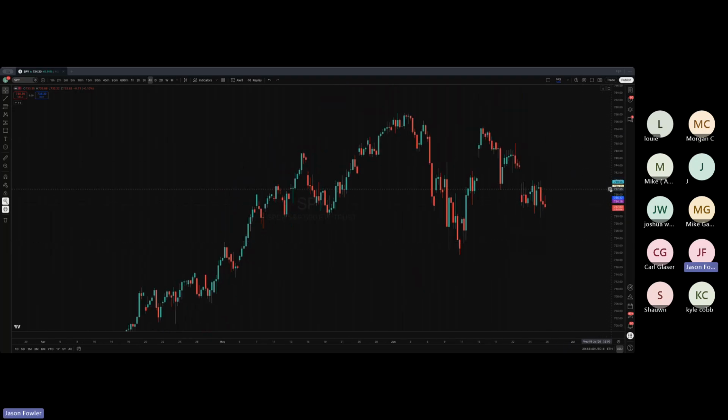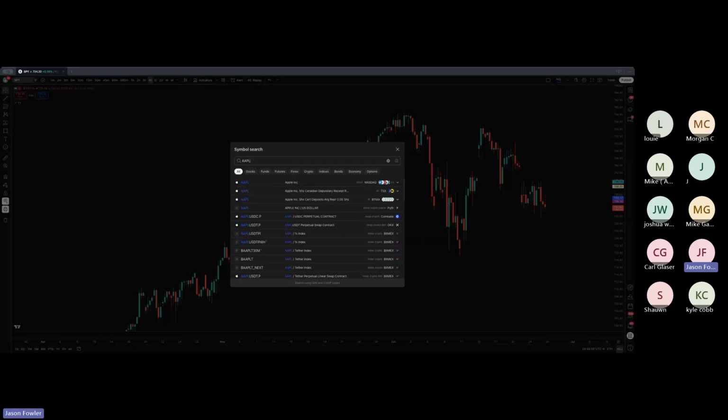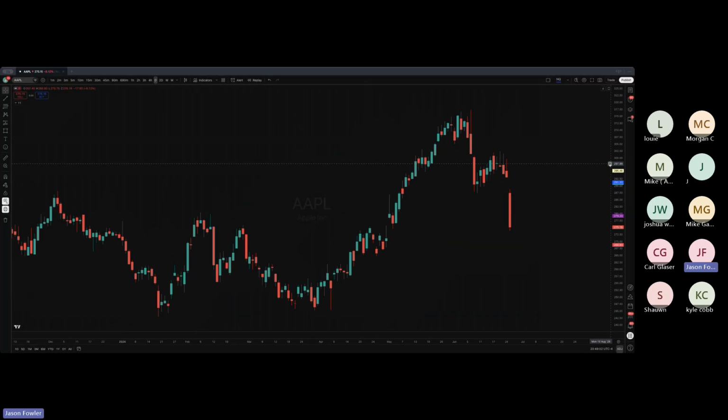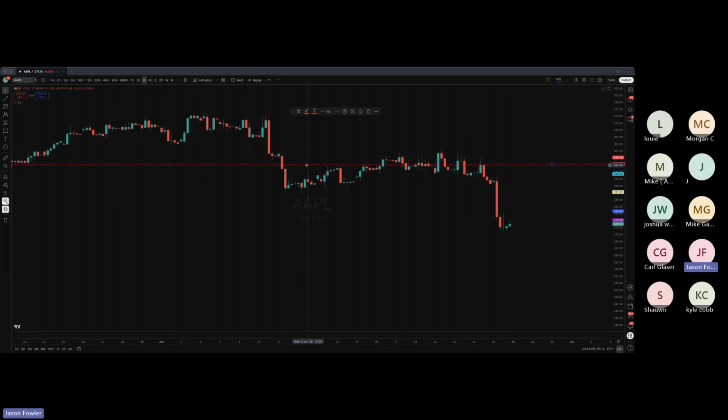Okay, let's use this example though. Actually, no, we'll go back to Apple really quick. Sorry, guys. Apple, because we had that supply zone we were talking about around 300. I think we had a 3 hour zone, right? Yep, we had that 3 hour zone.